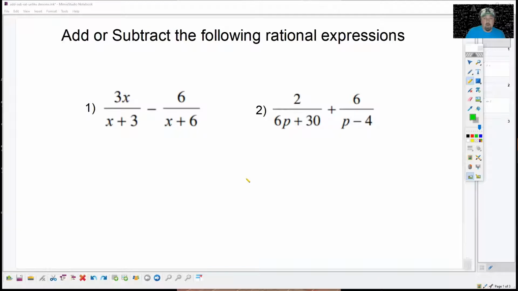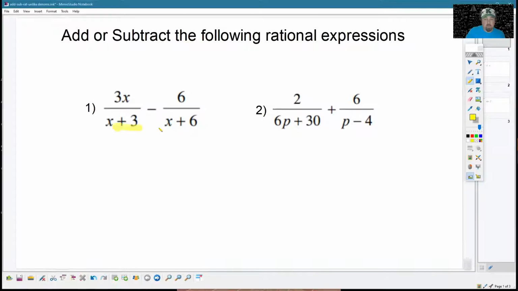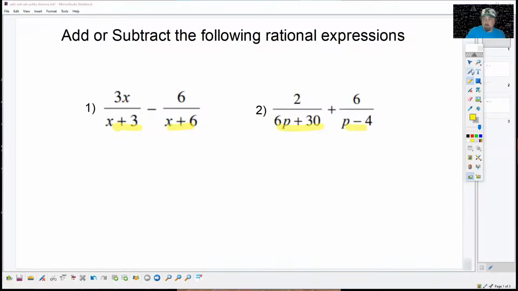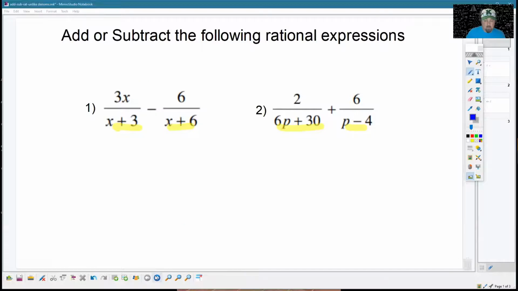Today we're going to add and subtract rational expressions again. The difference this time is when we look through this, we do not have common denominators. So we're going to have to work to get those common denominators through a little bit of algebra. Okay, so let's start with number one.